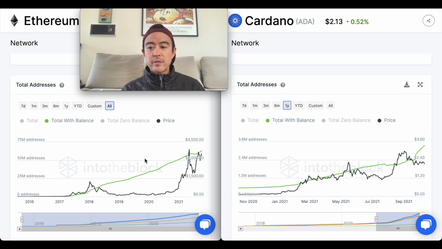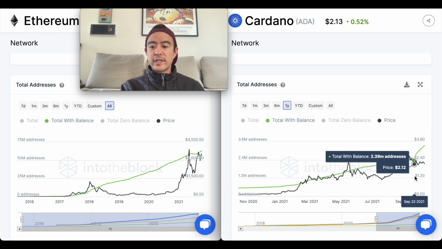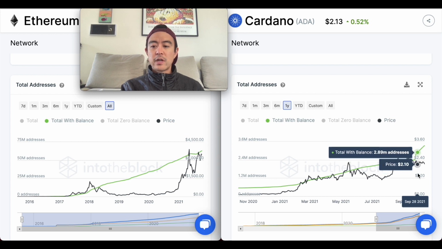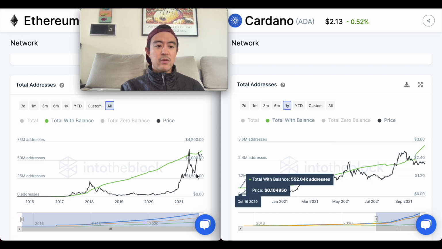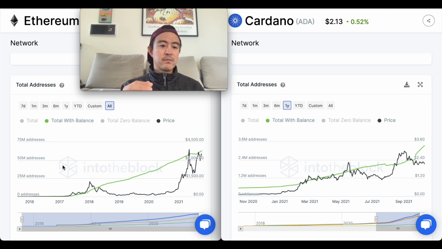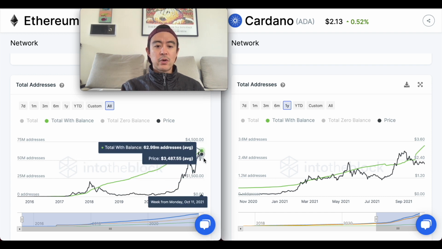Now with Cardano, we can see that there's a sharp increase from the end of September till now, and we increased around 2.39 million, and now we're at 3.3 million addresses. With Ethereum, they also had an increase too, but just pay attention to the scale because Ethereum has a lot more addresses, and they have a total of 62.99 million addresses.